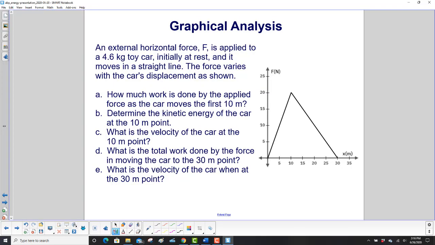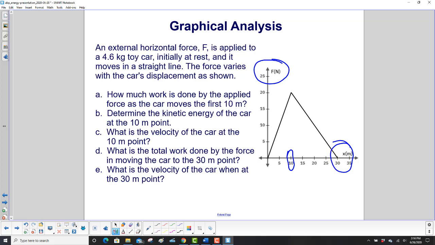Graphical analysis. An external horizontal force, F, is applied to a 4.6 kilogram toy car initially at rest, and it moves in a straight line. The force varies with the car's displacement, as shown. How much work is done by the applied force as the car moves the first 10 meters?